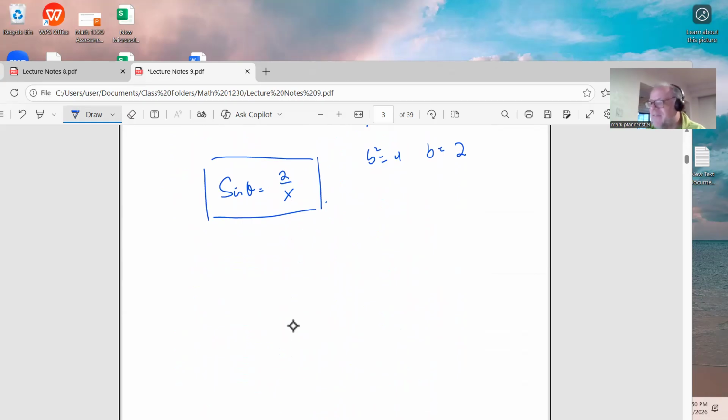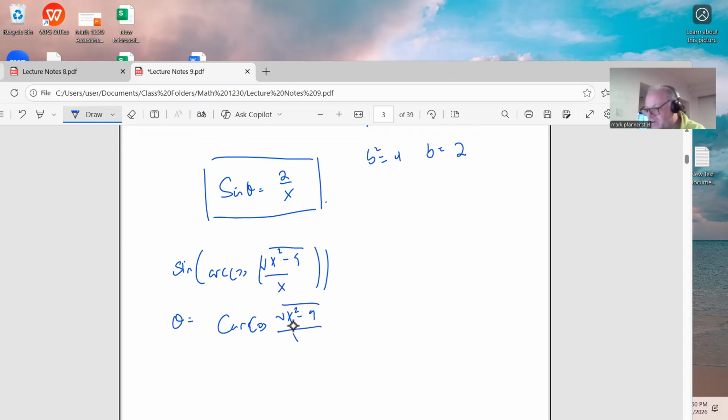We could say we have the sine of the arc cosine, okay, that also means inverse cosine, of the square root of x squared minus 9 all over x. And then, yeah, we can probably kind of figure out what this is going to look like real quick. But let's go ahead and draw the triangle and do this really carefully. So I'm going to say that theta equals the arc cosine of the square root of x squared minus 9 all over x.